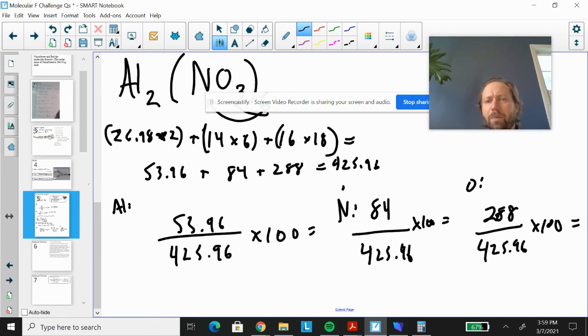This is how you would set up the problem. You'd plug it into your calculator. You double check to make sure all the percentages add up to 100%. And that's it. All right.